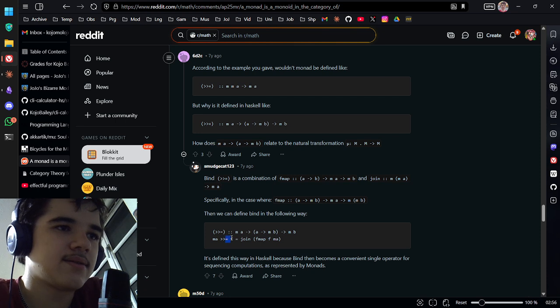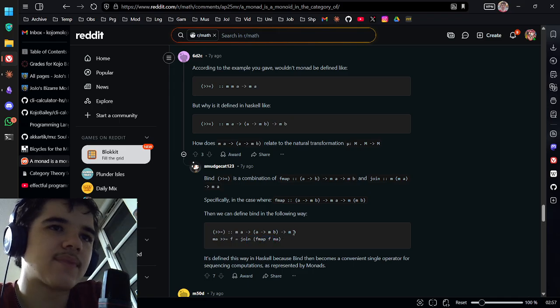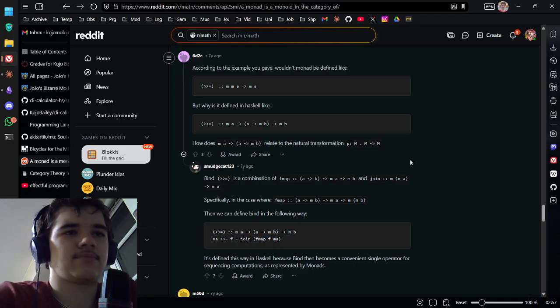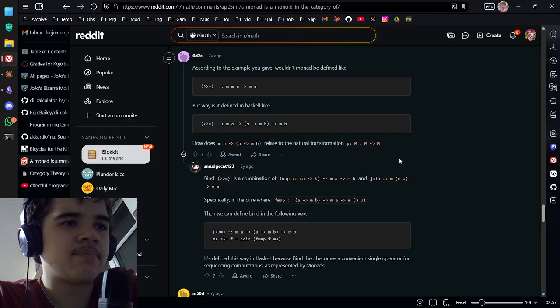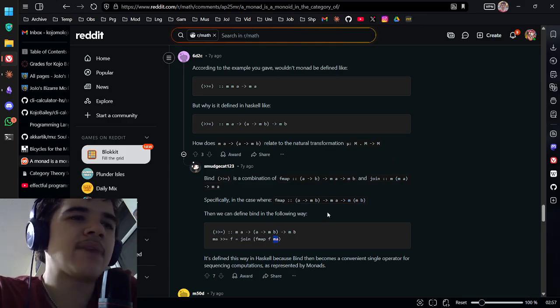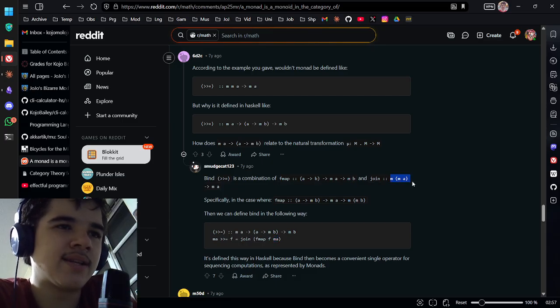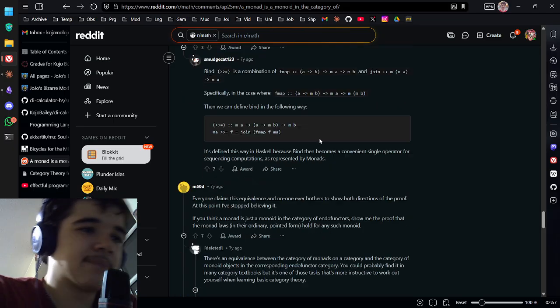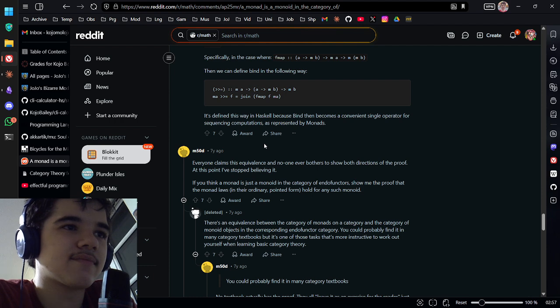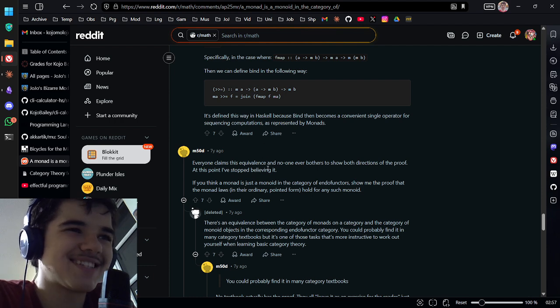ma bound to f equals join fmap. So it's literally just join on fmap. Okay, but fmap returns, but you do it on the ma. Yeah, but fmap returns just mb. You know. So how is this a valid input? Yeah. Okay. I don't know. What?